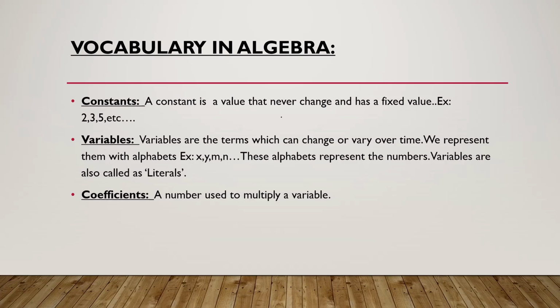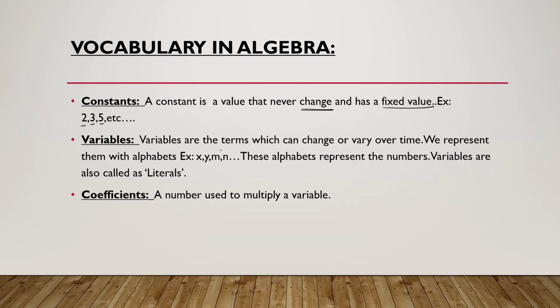What is a constant? A constant, if you see, is a value that never changes. It is a fixed value. Numbers like 2, 3, 5 are all fixed. They will never change. So that is called a constant.